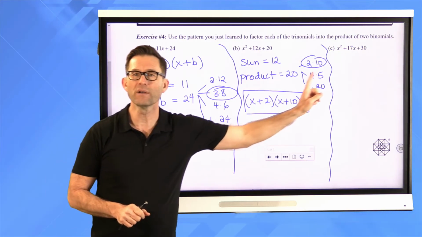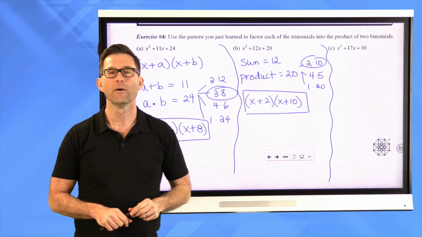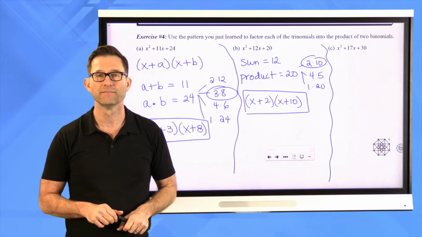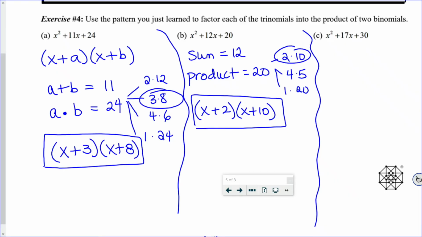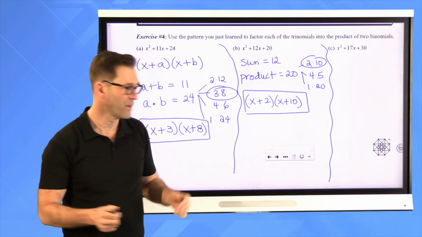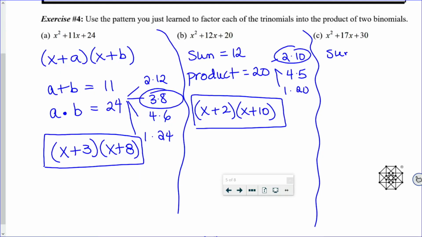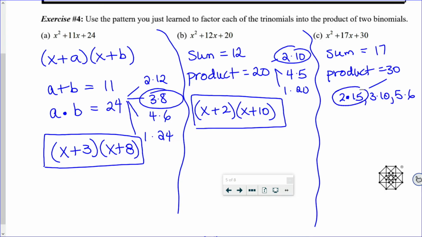What I'd like you to do is pause the video now and see if you can factor x squared plus 17x plus 30. All right, well, we know whatever those two numbers are, they must have a sum of 17 and a product of 30. 30 is kind of nice. It's 2 times 15, or 3 times 10, or 5 times 6. The one that has a sum of 17 is 2 and 15. So this must factor as x plus 2 times x plus 15.